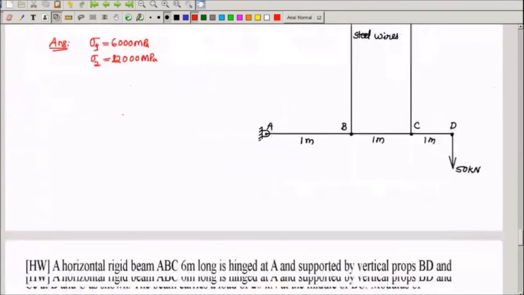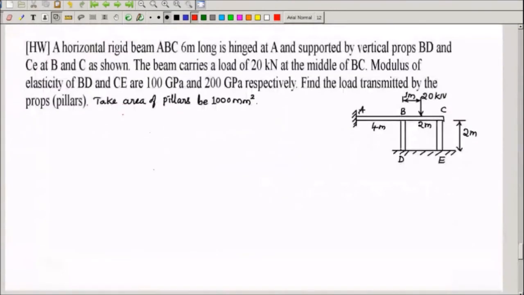Similarly, you can take up one more problem. It is also a horizontal beam, with a different support condition. I'll write the answers here also. P1 you will get as 2.5 kilonewton, and P2 you should get as 15 kilonewton.